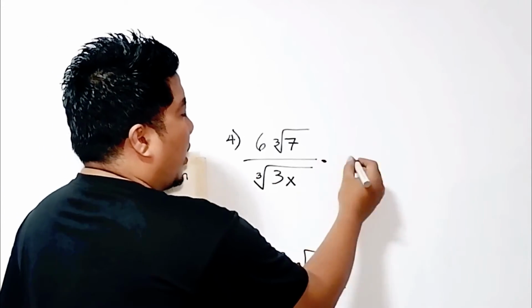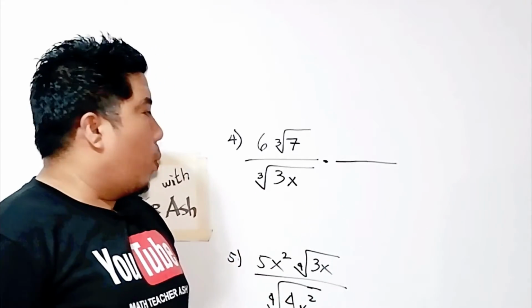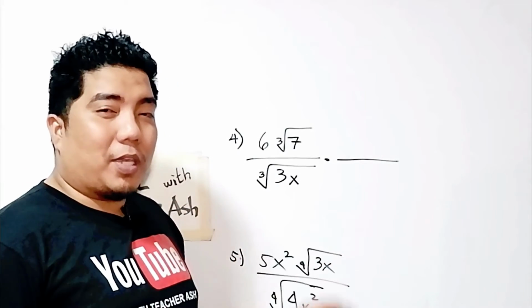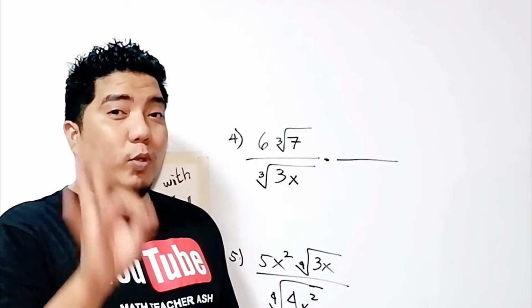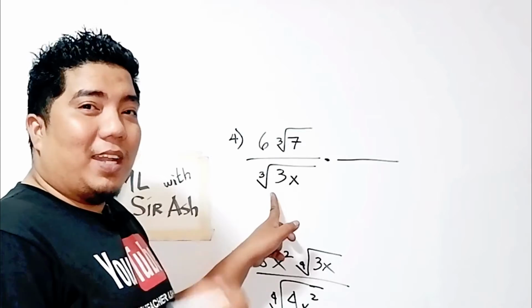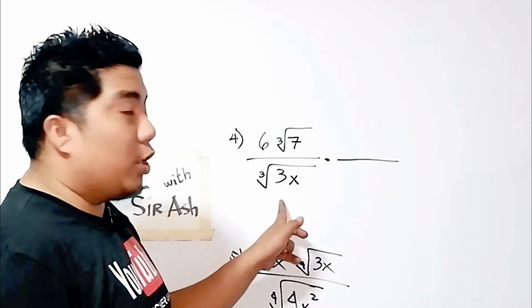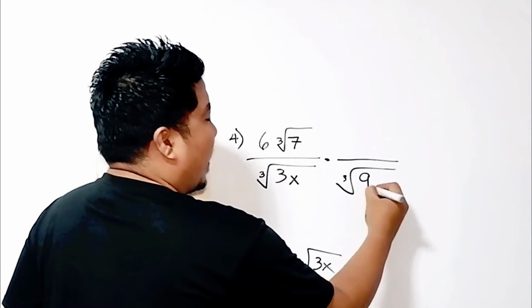So, what we can do here is we will multiply. Now, we are talking about cube root. What is needed for 3 to become a perfect cube? Okay. Remember that in the perfect cubes, we have 1, we have 8, we have 27, and so on and so forth. So, 27 is the least number to which 3 is divisible. So, what is needed for 3 to become 27? That is the cube root of 9.